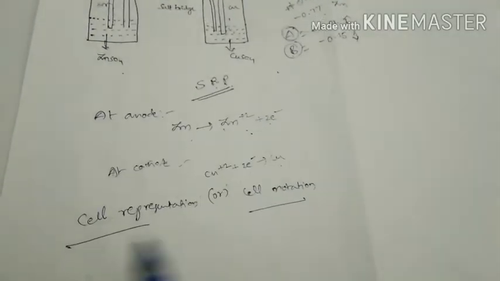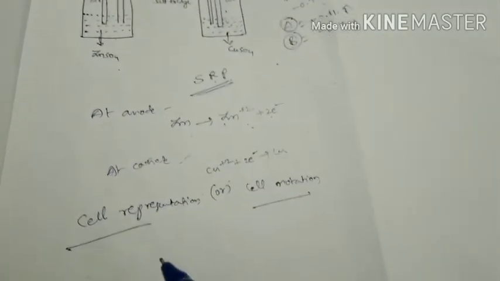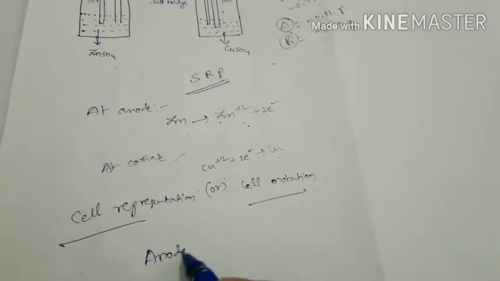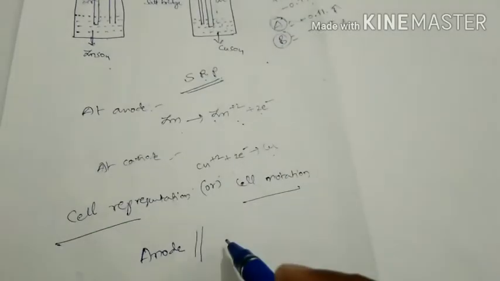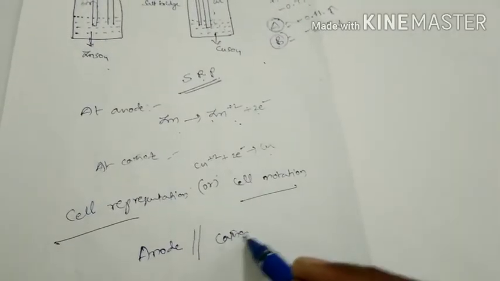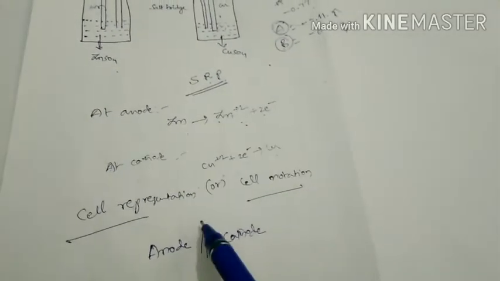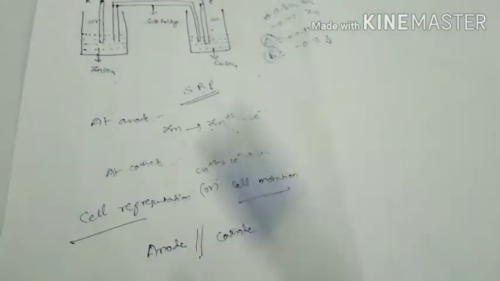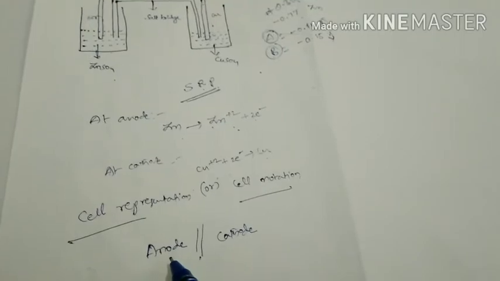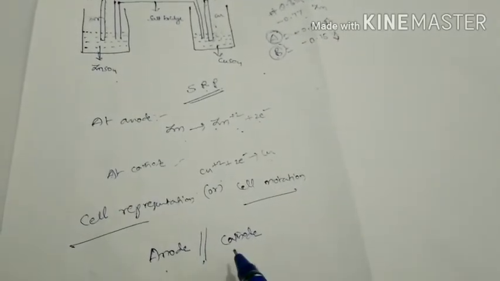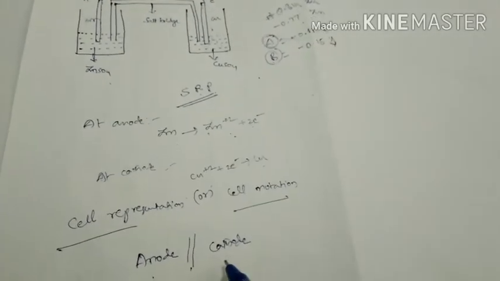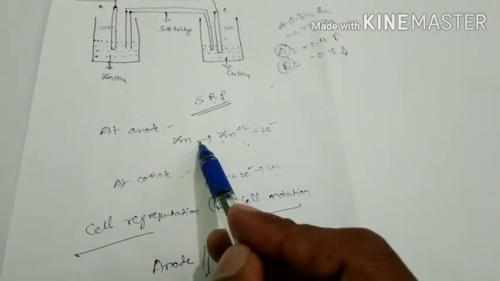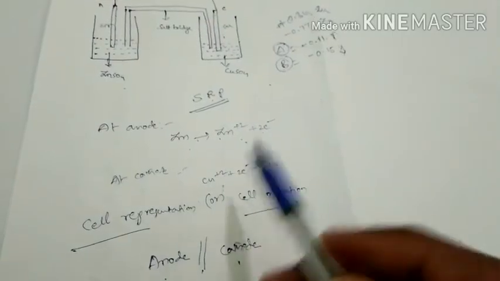While writing the cell representation, the formula is anode // cathode. The double slash indicates the salt bridge. On the anode side we mention the reaction which takes place at the anode, and the reaction which takes place at the cathode should be mentioned on the other side. So this is the anodic reaction, and this is the cathodic reaction.